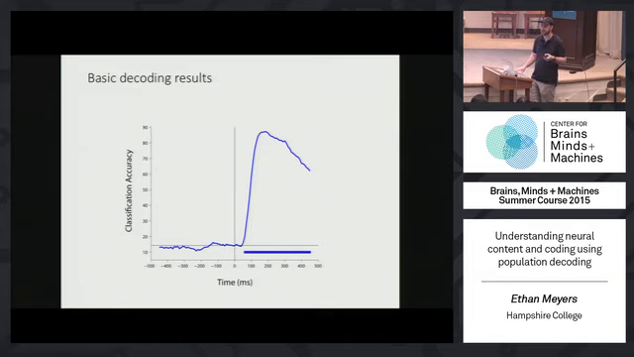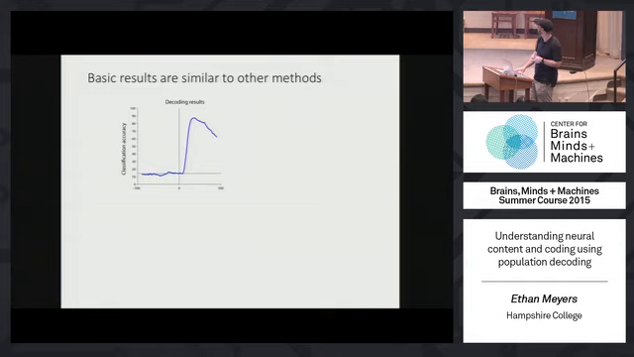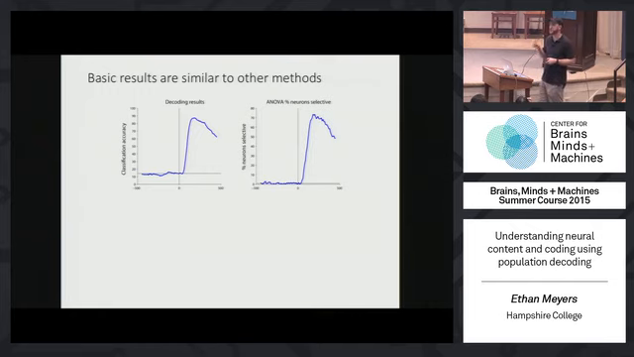How does this stack up against other methods that people commonly use? So here's our decoding result. Here's another method. Here I'm applying an ANOVA to each neuron individually and counting the number of neurons that are deemed to be selective. Okay? And so what you see is that there's basically no neurons in the baseline period, and then we have a huge number. So it looks pretty much identical.